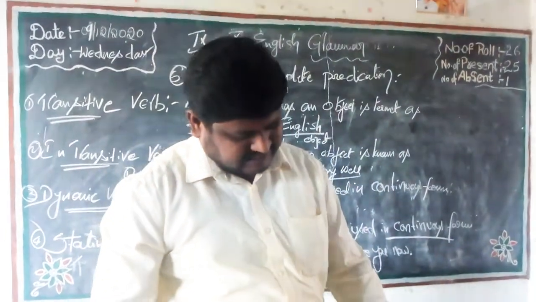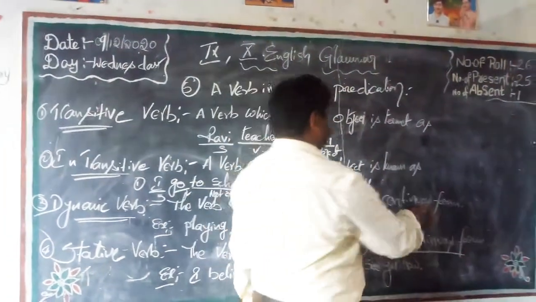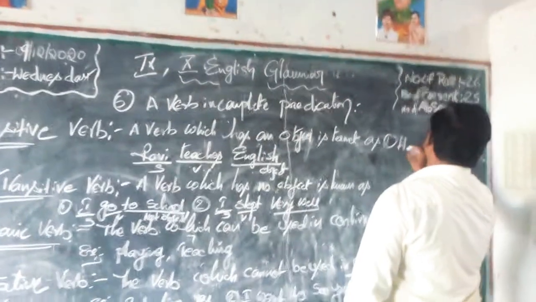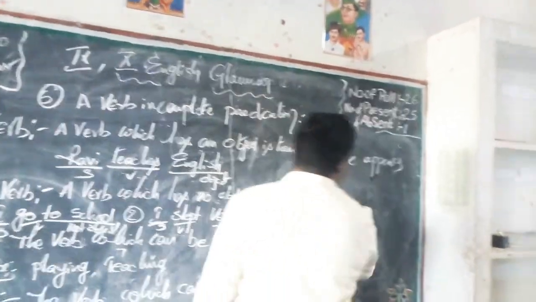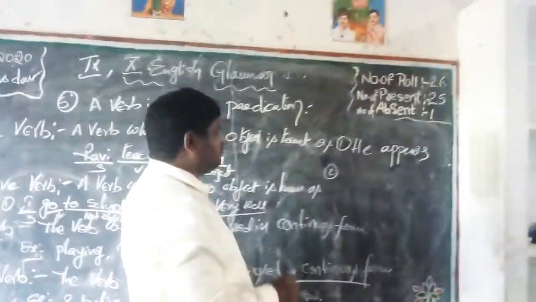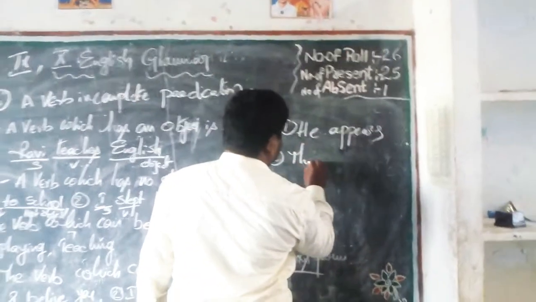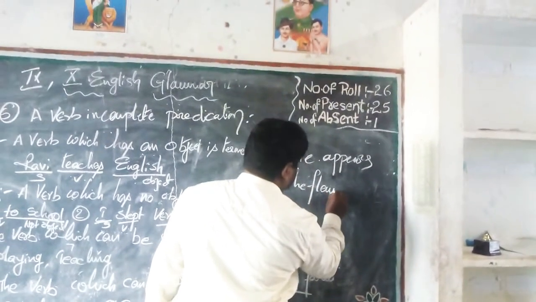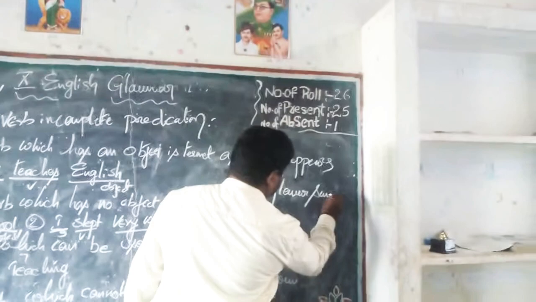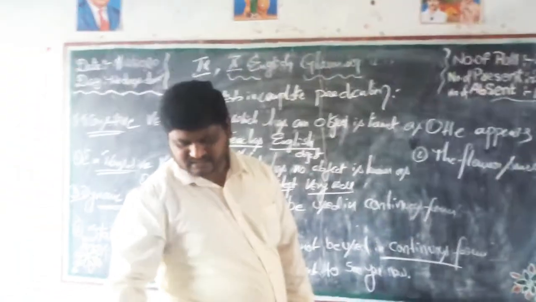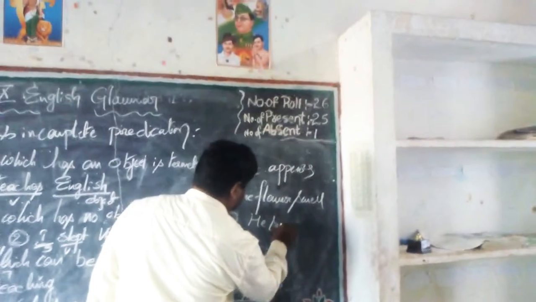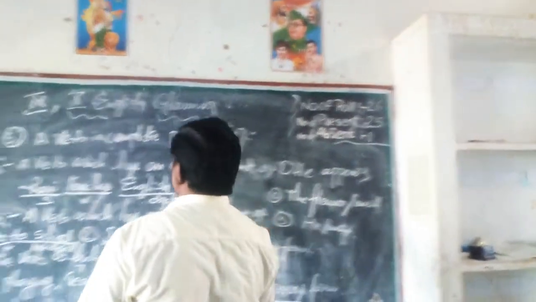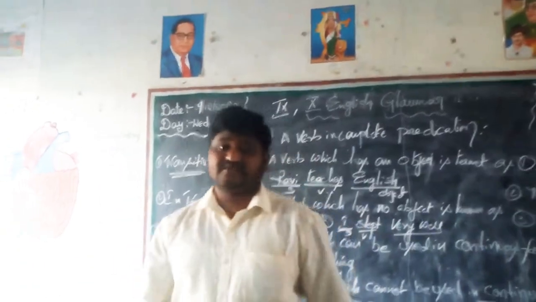For example, in incomplete predication: he appears. The second one: the flower smells. And the third example: he sings. This is what we call a verb in incomplete predication.